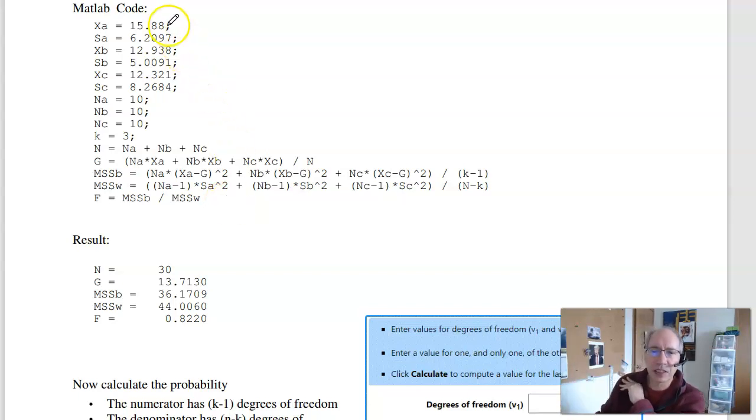So here's the calculations. I take the mean of A, standard deviation of A, likewise for B, C, sample size. K is the number of columns, number of data sets. N is the total number of data points. The global mean is just take all the data, add it up, divide by the total number of data points. Mean sum squared between columns is how far the means are from the global mean squared, weighted by sample size. Mean sum squares within columns is the variance of each data set. Then the F-score is the ratio.